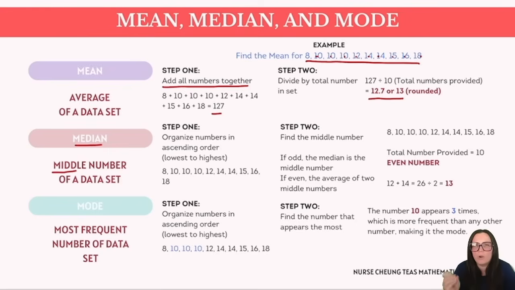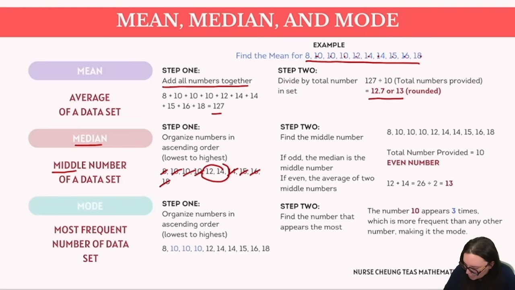So again, organizing those numbers is going to help save you so much time on the TEAS. We're going to start crossing off numbers from each end until we figure out what our median numbers are. So we would cross off 8 and 18, 10 and 16, 10 and 15, 10 and 14, and look at that. We have an even amount of numbers, so we actually have two middle numbers. When we have an even amount of numbers, we need to find the average between the two in order to determine what our median is.